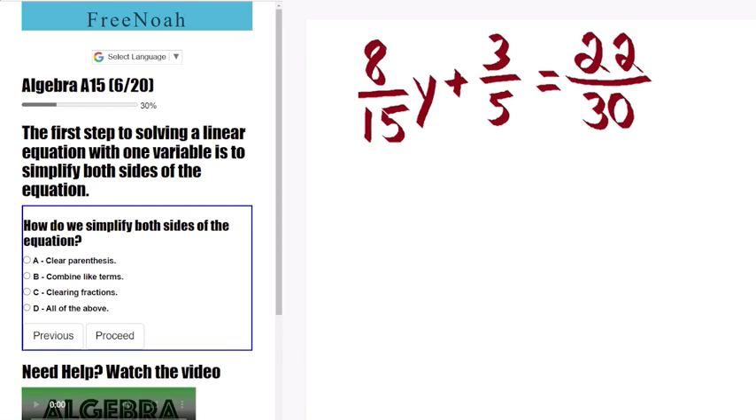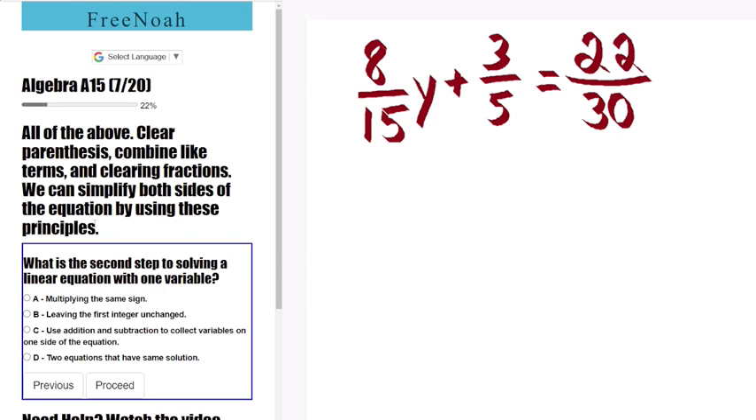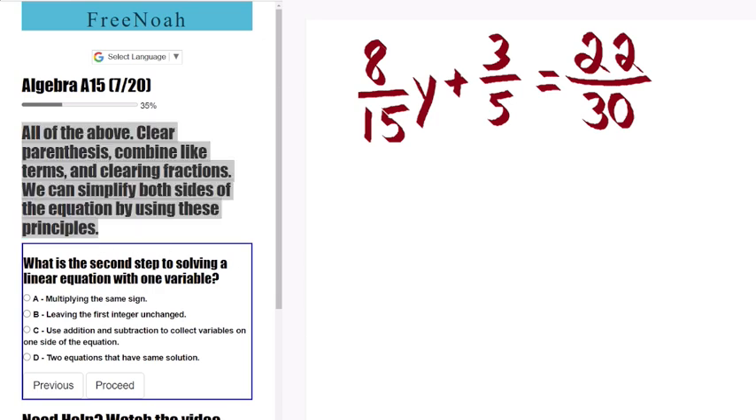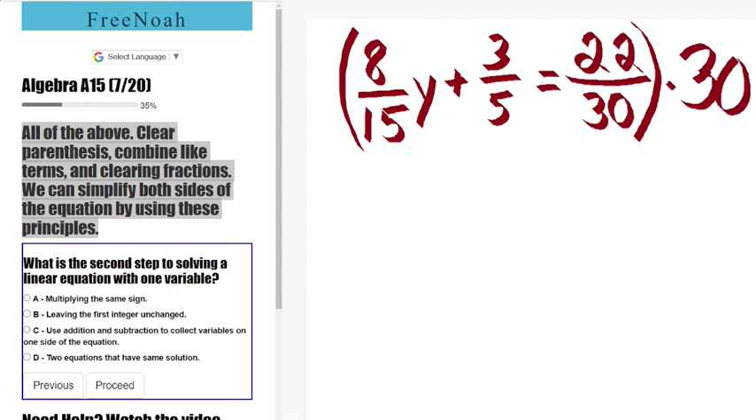Alright, so let's look at our first example here, right? So it says, how do we simplify both sides of the equation? Well, we're going to clear parentheses, combine like terms, and clear fractions. So for this example here, we have 8 over 15y plus 3 over 5 equals 22 over 30. We're going to clear fractions. And this one example here is a perfect example where we clear parentheses, combine like terms, and clear fractions.